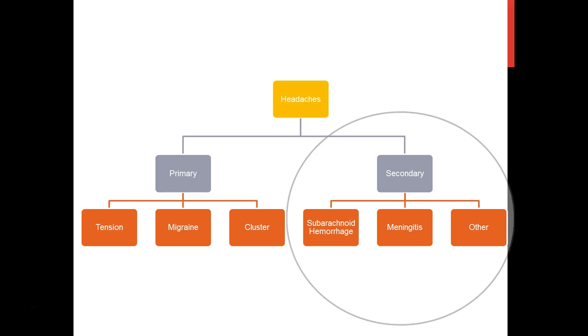That brings us to secondary causes of headaches, which is a much larger category of headaches. I've mentioned subarachnoid hemorrhage and meningitis specifically on this chart because these are two very dangerous etiologies of secondary headaches that we need to rule out in the emergency department.